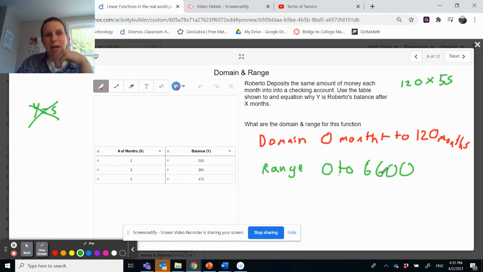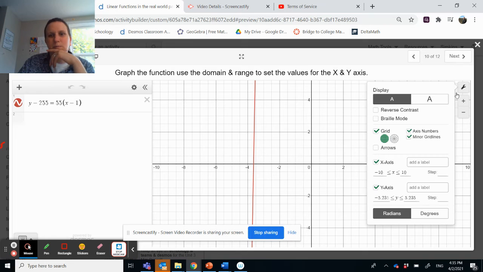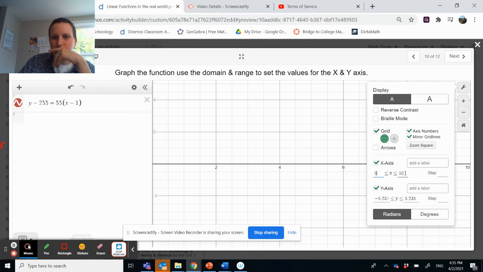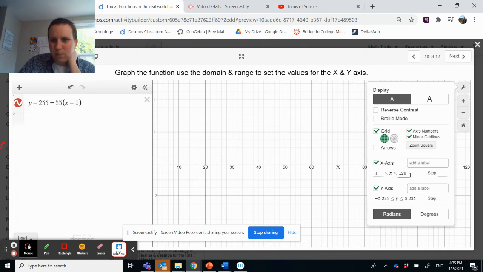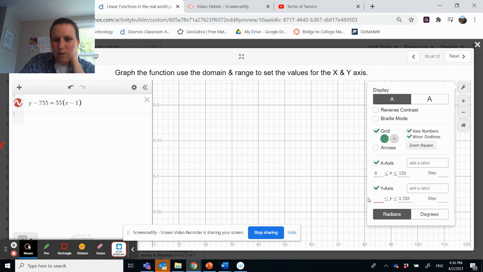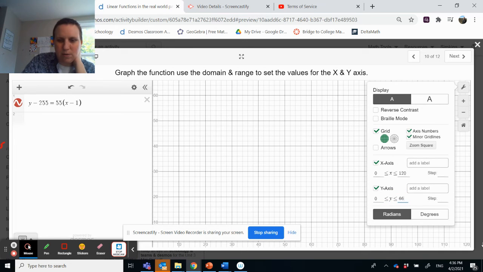So I'm going to set up my X and Y axis with these same numbers, 0 to 120 and 0 to 6,600. And that'll help this graph make more sense. 0 to 120. Zero to 6,600.